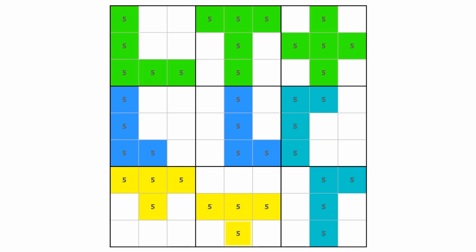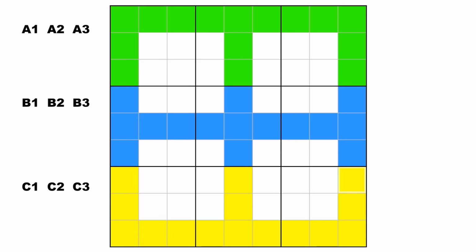So with that in mind, in block 1 we have A1, in block 2 we have A2, in block 3 we have A3. And then in block 4 we have B1, in block 5 B2, in block 6 B3, and then in block 7 we have C1, in block 8 C2, and block 9 C3. Those are the 9 possibilities.